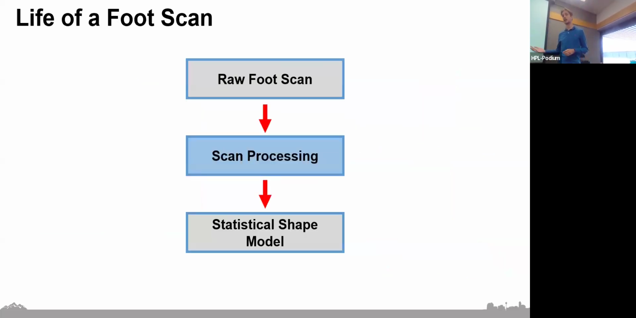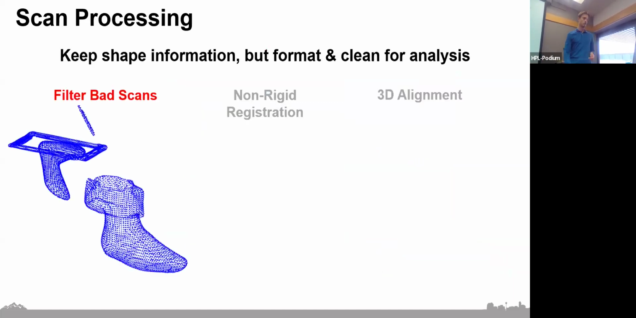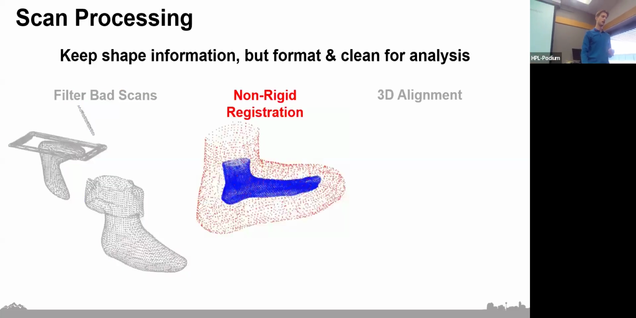Then in order to make these scans usable in our analysis, we have a rigorous processing workflow to get them ready for the statistical shape model. So we filter out bad scans using certain criteria: foot length, foot width, the ankle dorsiflexion angle, the point density, and then other weird artifacts like the pant leg that you can see on the screen here, and then whatever is going on the left side. That was a real scan we got.